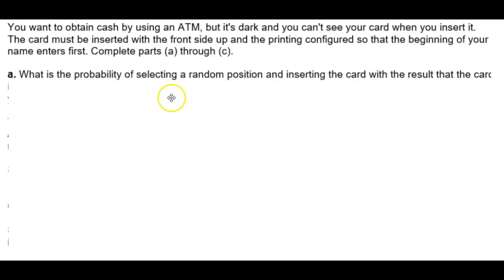You want to obtain cash by using an ATM, but it's dark and you can't see your card when you insert it. The card must be inserted with the front side up and the printing configured so that the beginning of your name enters first. Complete parts A through C.